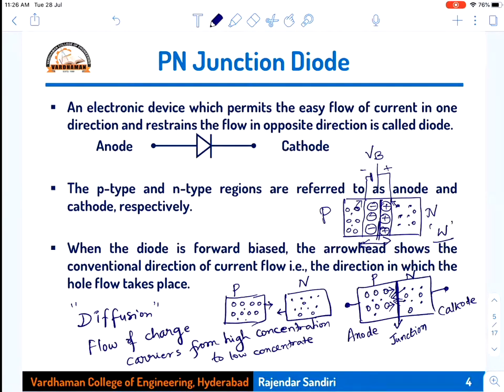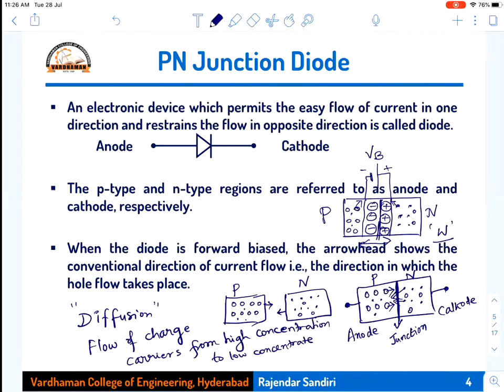But if I represent a circle or dot in the rest of the regions, those are called carriers, mobile carriers. They keep moving. If you apply an external potential or electric field, they move. But after movement, if they recombine, they create a potential barrier, which we call immobile ions. Minus and plus represent immobile ions.